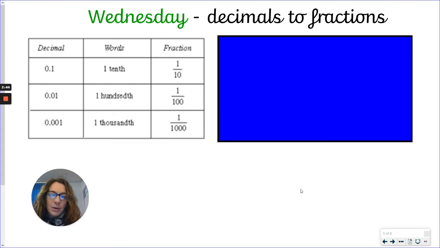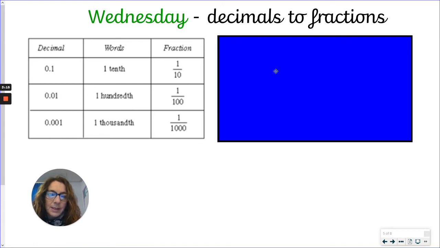And on Wednesday, you're going to be thinking about how decimals relate to fractions, because they are just another way of describing parts of a whole. So if we think about the decimal 0.1, in words, we would call that 1/10. So as a fraction, we would put it as 1 over 10. So 1 out of 10 equal parts. Similarly, for a hundredth, 0.01, 100th would be 1 over 100. And then obviously for a thousandth, 0.001, and we put 1 over a denominator of 1,000.